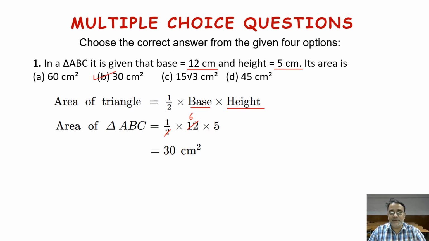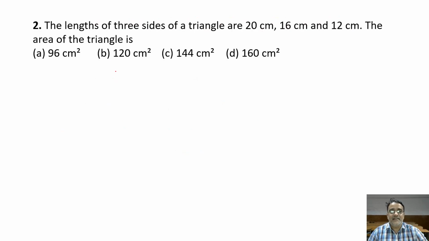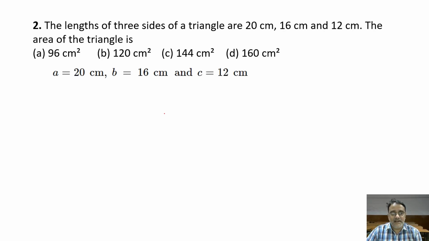Okay, so now we are moving toward the next question. The lengths of three sides of a triangle are 20 centimeter, 16 centimeter and 12 centimeter. The area of the triangle is dash. So first we will take A, B, C, right? Now we will find the semi perimeter. सबको add करो देखो 20, 16, 12. We are getting 48. So 48 by 2, 24. So 24 is the value of S, right?